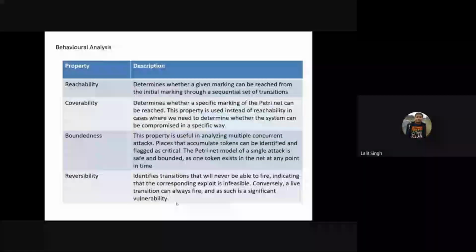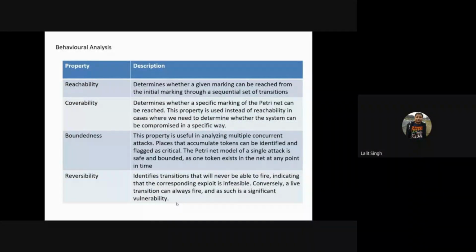So this is the way we can quantify the security metrics, and some of the behavioral analysis can also be performed. For example, the properties that are important and that can represent the security metrics. One is the reachability, so it determines whether the given state or the marking can be reached from the initial marking through a sequential set of transitions.